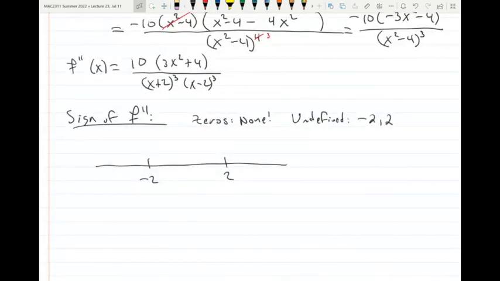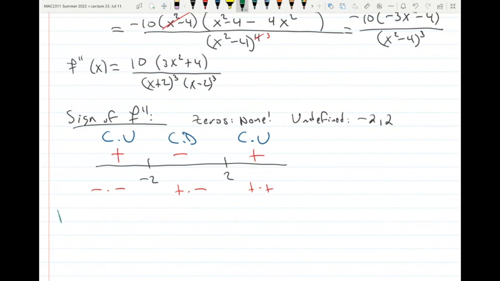Okay, so let's look at the sign of the second derivative. The top is always positive, so we only need to worry about the bottom. The sign of the bottom determines the sign of the whole thing. So we pick something here, negative 3. That's a negative, because we're cubing, so still a negative, and then times negative, so it's a positive. Then we pick 0. That's going to be positive times negative, that's a negative. Then we pick 3. So positive times positive, so it's a positive. So what do we have here? Concave up, concave down, concave up. And we have no inflection points.